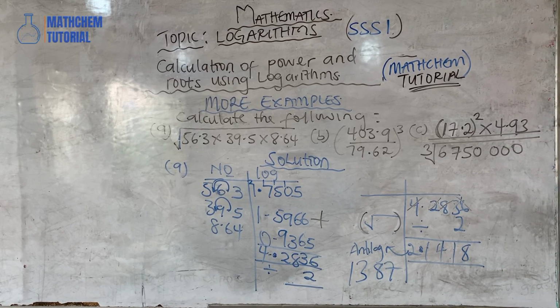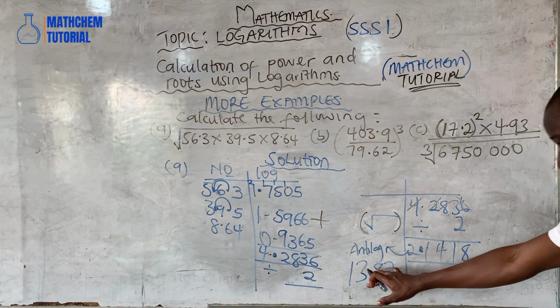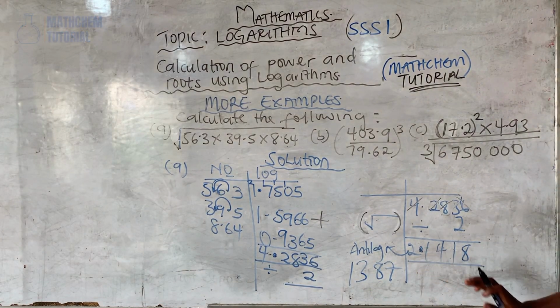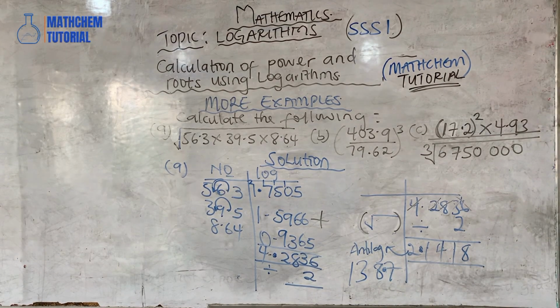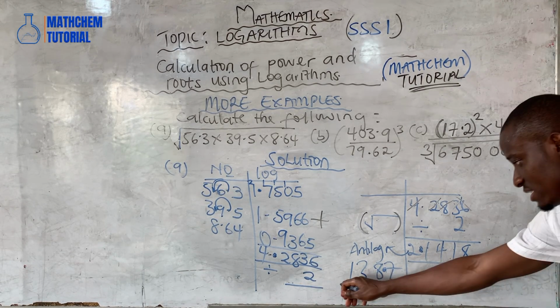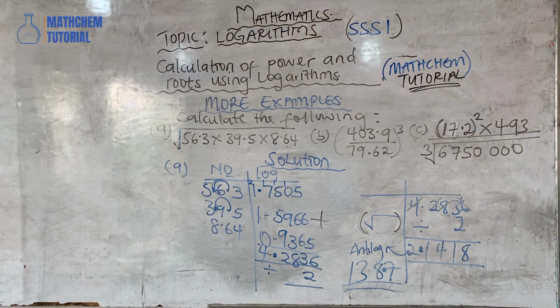Now the thing is, where will I put my decimal point? I'll put my decimal point by considering this value that is here, which is 2. 2 is here, right? So let's look at it. If I put it here, that means 0 is here. If I put my decimal point here, that means 1 is here. If I put my decimal point here, definitely that means 2 is here. So I'll put my decimal point here. So the answer I'm having here is 138.7. That is the answer by finding the square root of 56.3 times 39.5 times 8.64.